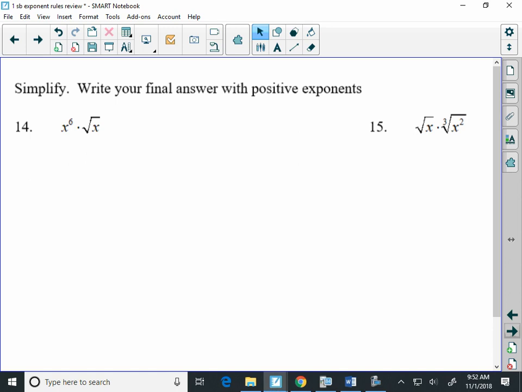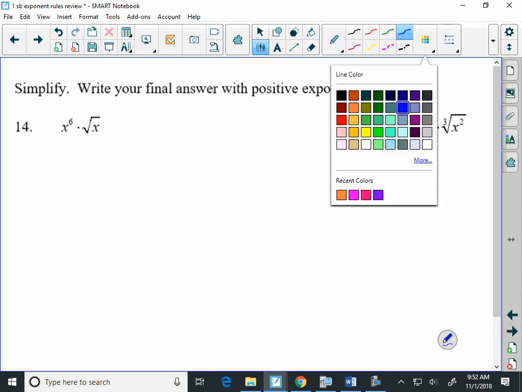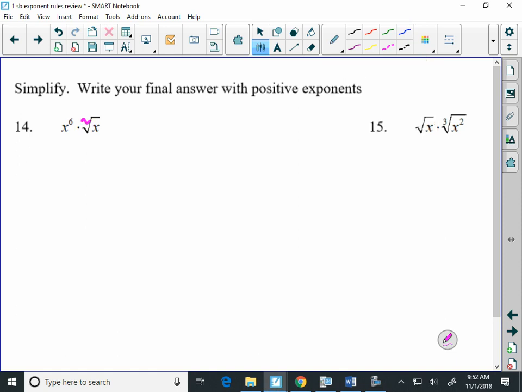Two last ones. Simplify. Write our final answer with positive exponents. So we mixed it up here. We've got x to the 6th times the square root of x. But we just talked about what we do there with the square root of x. We know that it's got a 2 in that checkmark part. So this is x to the 6th times x to the what's in the checkmark part is going to go in the denominator. So that 2 is going to go in the denominator, x to the 1/2. When we multiply exponents, we add the exponents. So this is going to be x to the 6 plus 1/2.